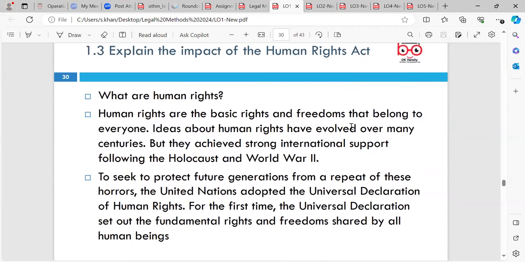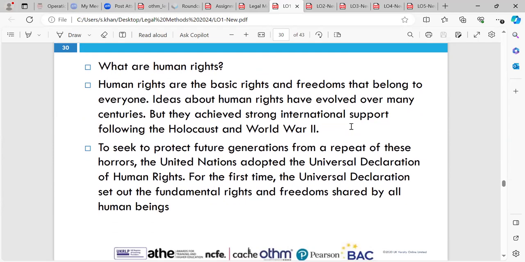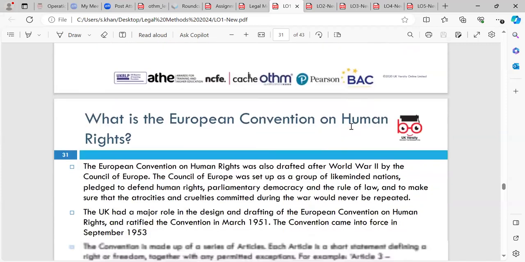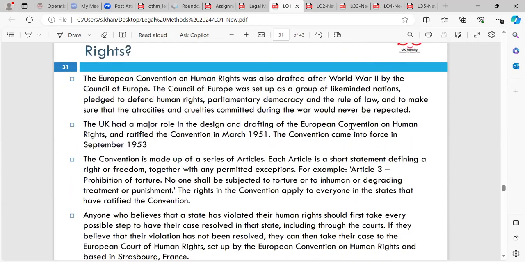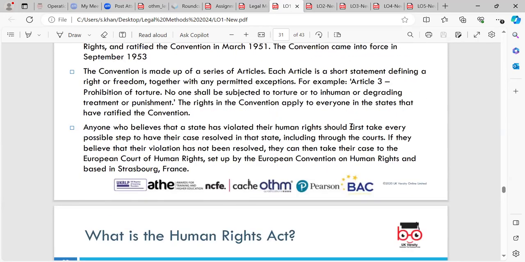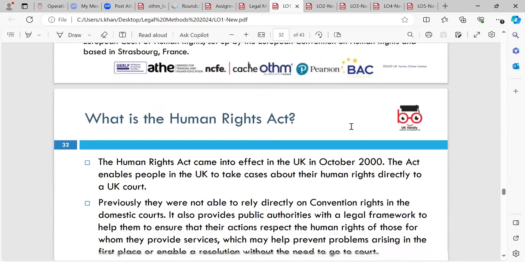We looked at 1.3, which was to explain the impact of the Human Rights Act. So what the Human Rights Act means, and why it's so important in regards to the UK. We looked at the European Convention on Human Rights and when that came into force in 1951, and the importance of the European Convention on Human Rights.